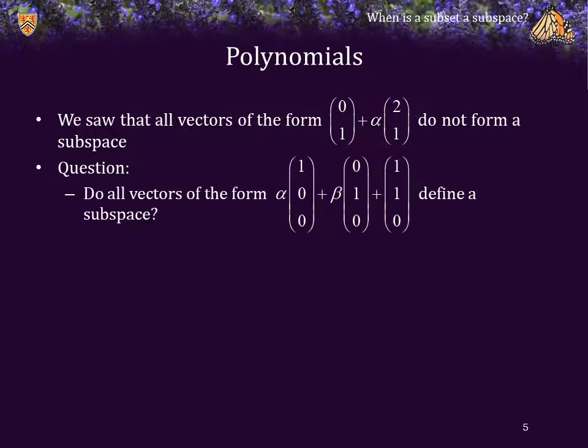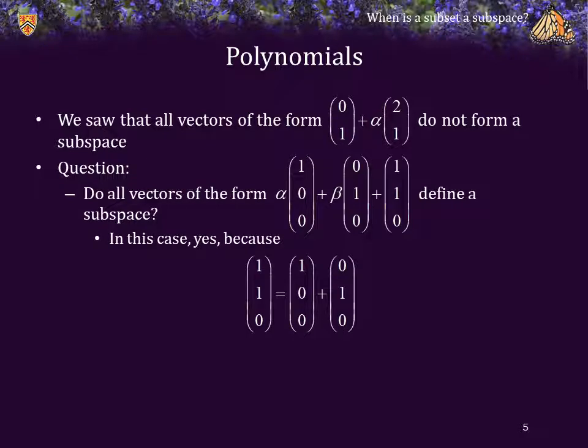Question: do all the vectors of the form alpha times this first vector plus beta times this second vector plus this third vector define a subspace? Well, your immediate reaction may be to say no, because the above example failed. However, notice that the third vector is just a linear combination. In fact, it's just the sum of the first two vectors.